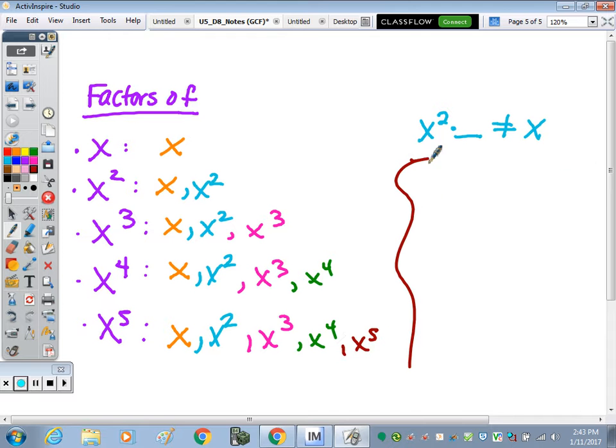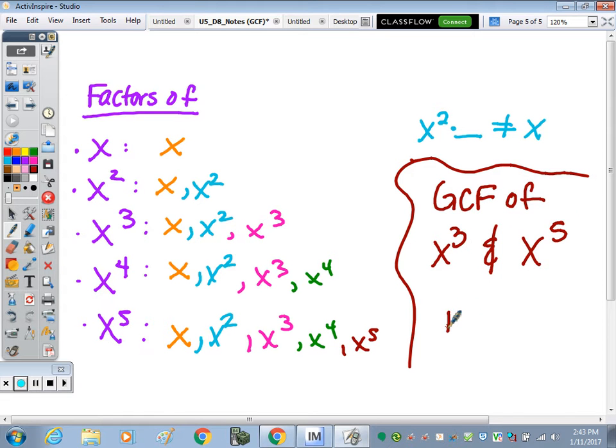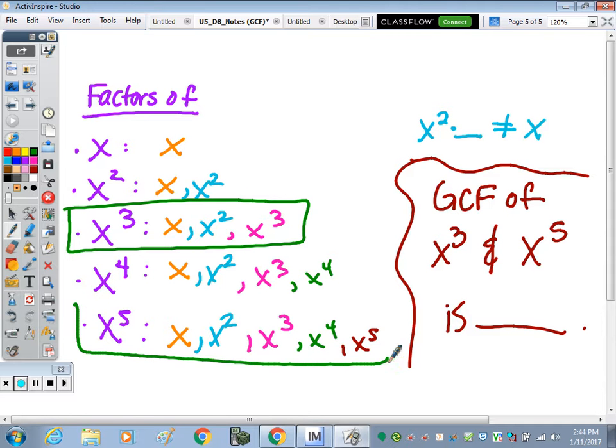So over on the side, what is the GCF of x to the 3rd and x to the 5th? What's the GCF of x to the 3rd and x to the 5th? This row and this row. X cubed. Yeah, good. Thank you for those raising your hand. So x cubed is the greatest common factor. It will always be the term with the lowest exponent. So 3 is smaller than 5. So that's going to be x cubed, the greatest common factor.